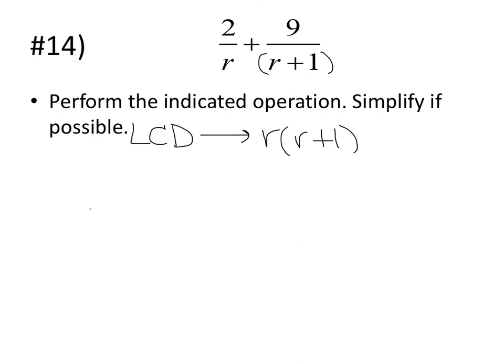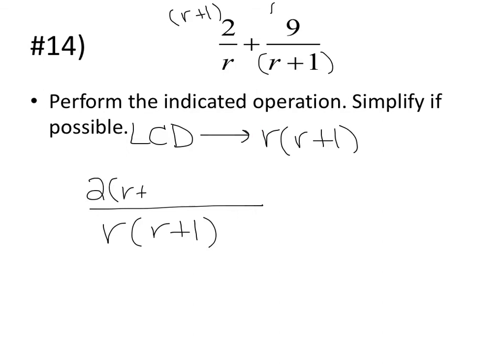So I'm going to go ahead and write the whole thing over r times r plus 1, and then compare the individual denominators to see what I'm missing. So what is this denominator missing that this one has? An r plus 1. What is this denominator missing that this one has? An r.